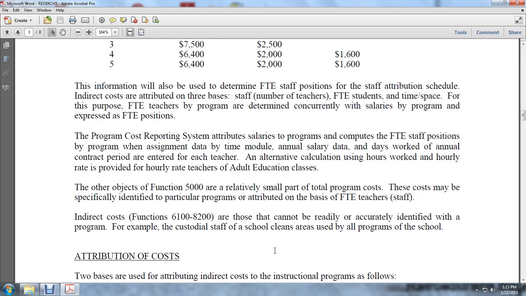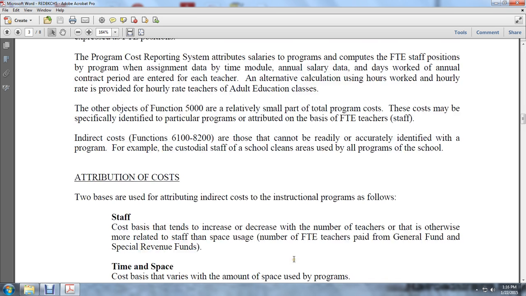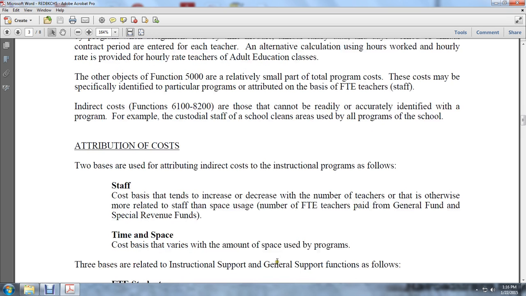Indirect costs of functions 6100 to 8200 are those that cannot be readily and accurately identified with the program. For example, custodial staff who clean the school are used in all programs of the school. Attribution of costs: two bases of attribution of indirect costs to instructional programs are as follows.